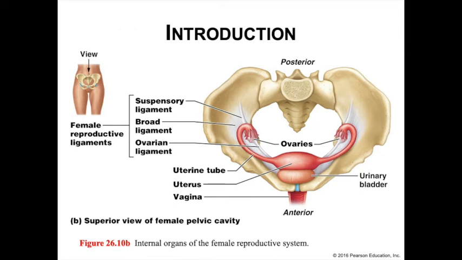Now, one thing we don't have to worry about as much for females is the gonads being external to the body. Testes are actually external. In females, ovaries are protected internally, which is actually a better setup.